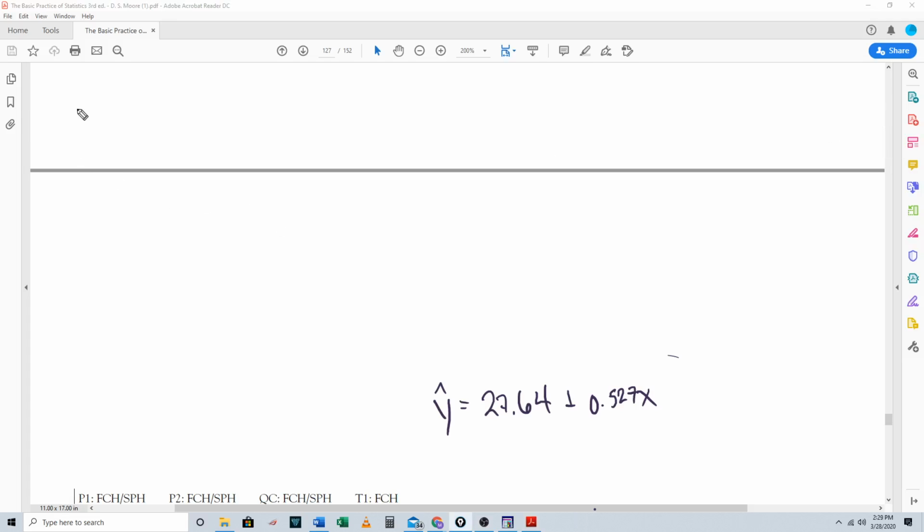So your prediction would be y hat is equal to 27.6, and you just use the one on Google Sheets, that's fine, plus 0.527 times 70. And you just put this in a calculator: 27.6 plus 0.527 times 70.